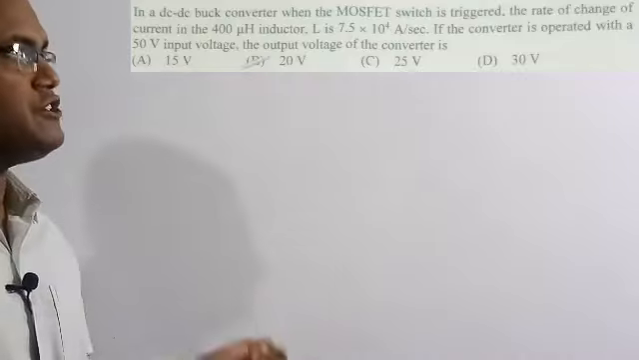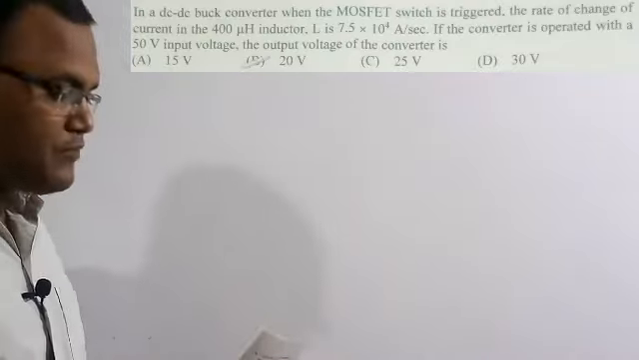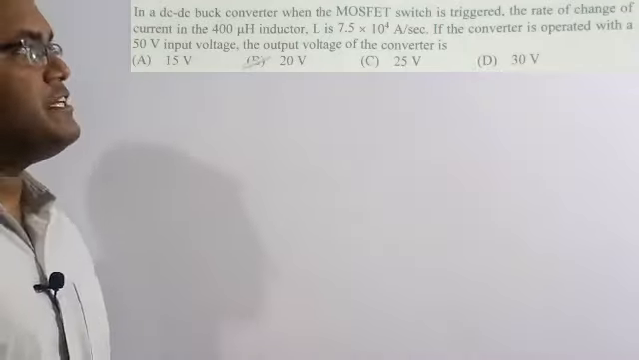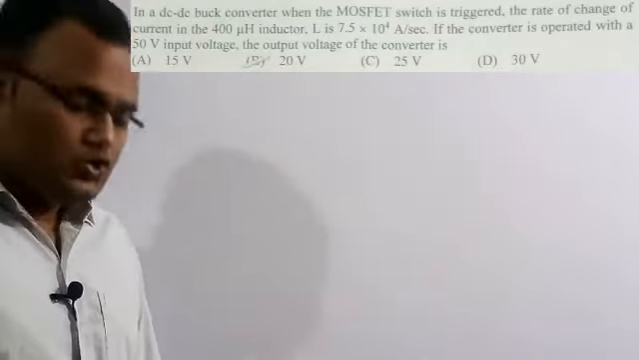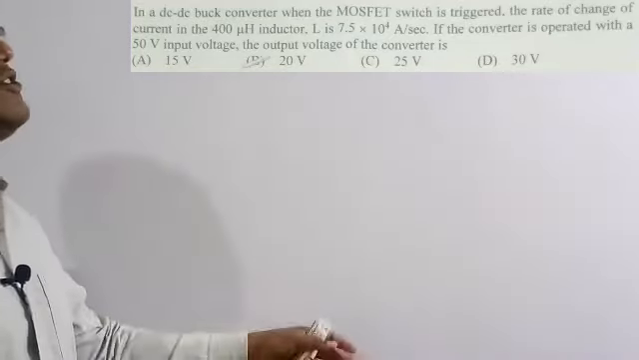Whenever the MOSFET switch is on, the rate of change of the inductor current is 7.5 × 10^4 ampere per second. The input voltage is given as 50 volt, and we need to figure out the output voltage. Out of the four options, option B, which is 20 volt, is the correct solution. So let's solve this numerical.